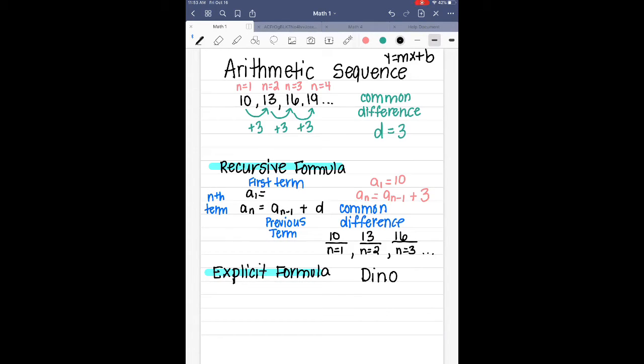So I do the Dino method, however you want to explain it or say it. What does this mean? The Dino method says, first you're going to tell me what the common difference is. The DI stands for the common difference. Then we're going to use the n. The n is my variable.